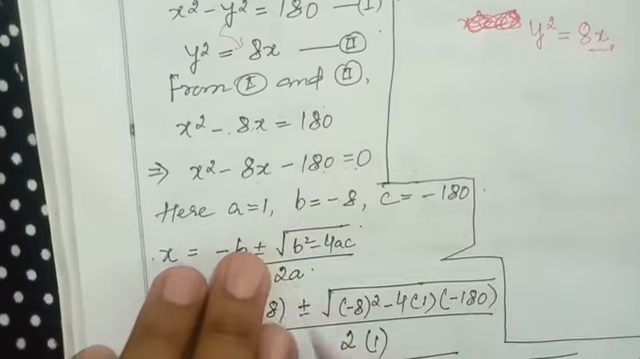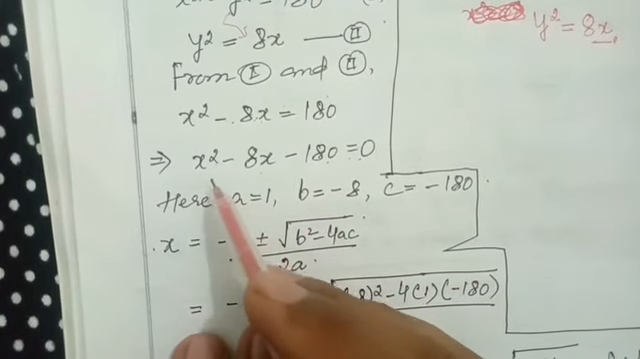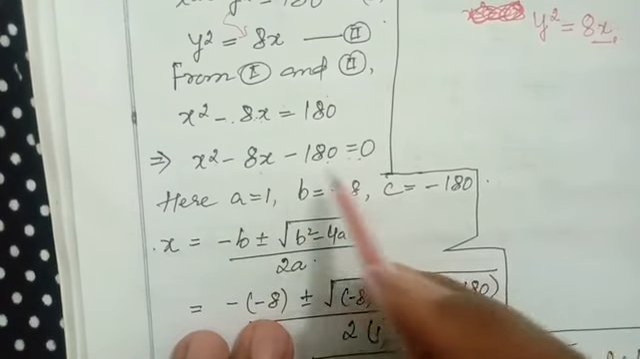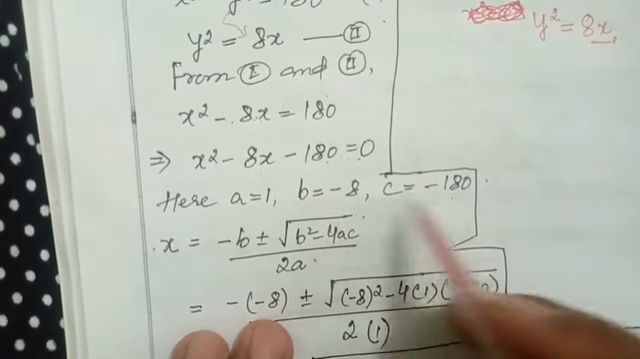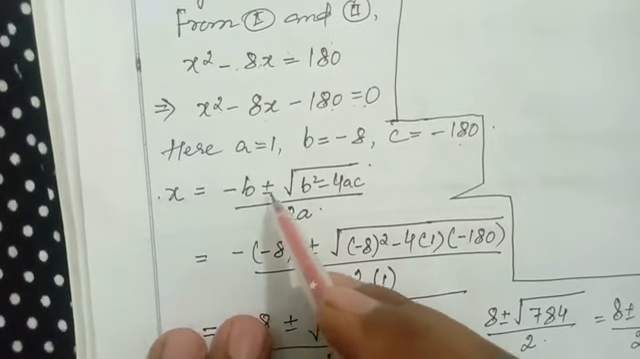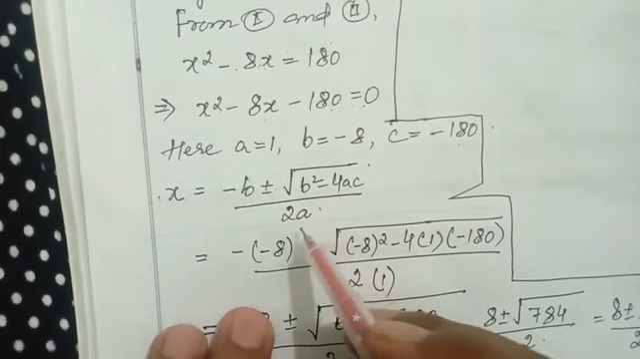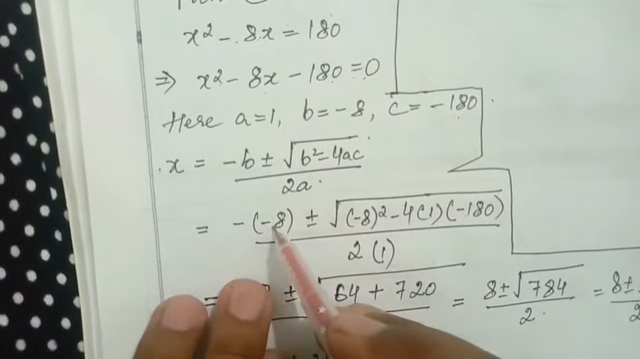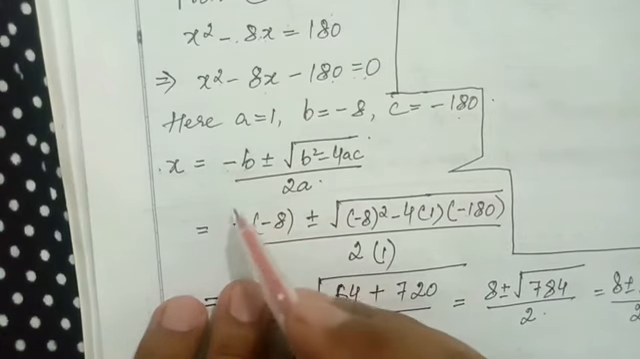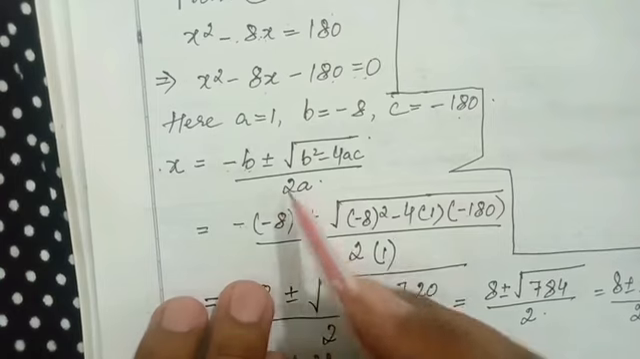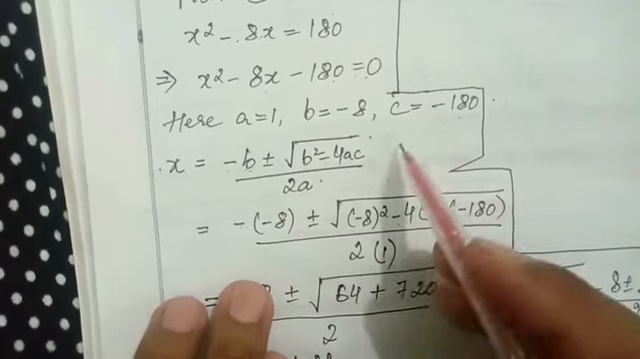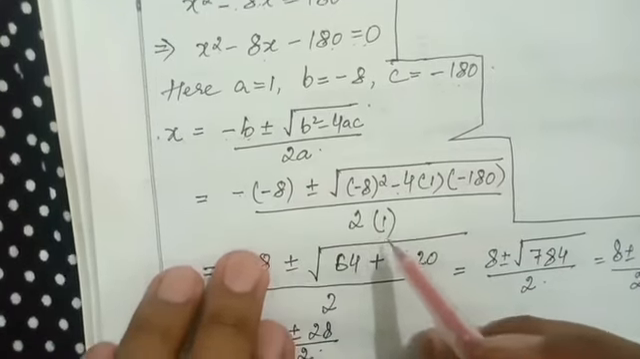Now see here, a is 1, that's the coefficient of x square, b is minus 8, that's the coefficient of x, and c is minus 180, that is the constant term. Then I can use the quadratic formula, minus b plus minus root b square minus 4ac divided by 2a. Here in place of b I will write minus 8, along with the formula's minus, so minus of minus 8 plus minus root of minus 8 whole square minus 4 into a is 1 and c is minus 180, divided by 2 into 1.